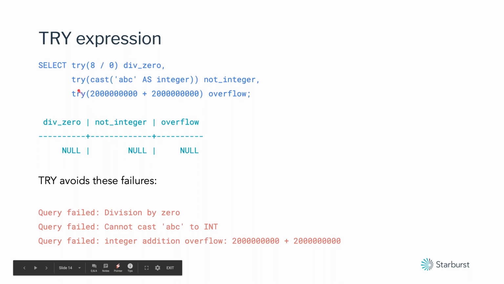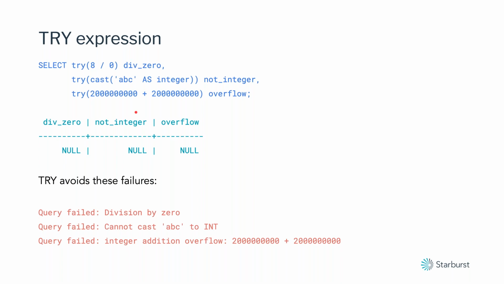However, if you want to keep going, you can wrap the expression using the try expression. So if we wrap the division by 0 or the bad cast or the overflow in try, then we end up getting null, and the query will keep going. And you can use case or coalesce to turn those nulls into some other kind of default value if you want.